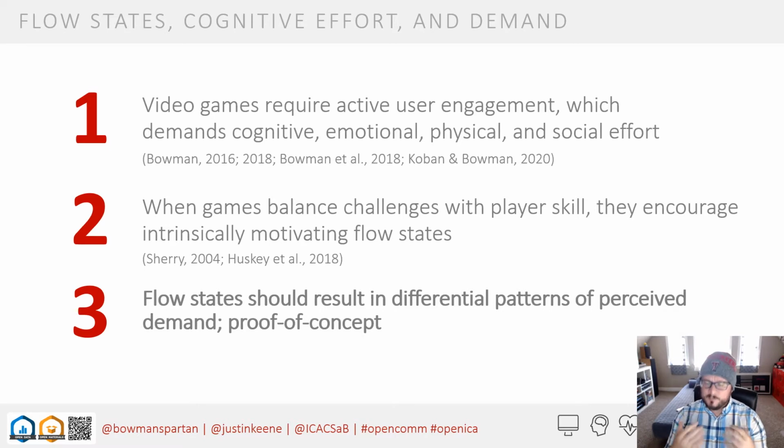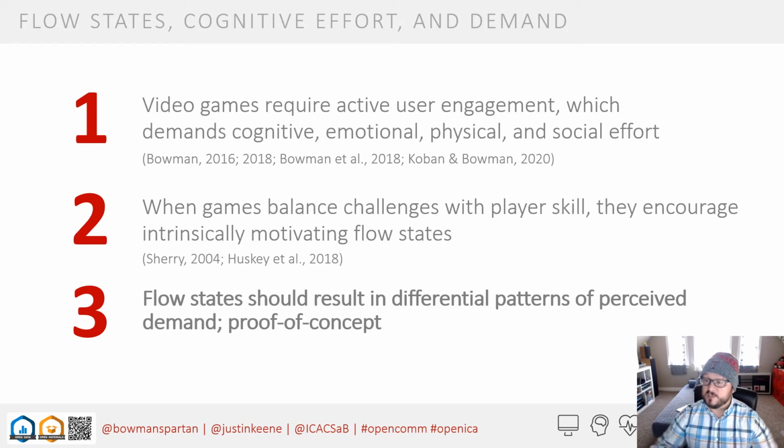And simply stated, there's a lot of research on flow states, but there's not nearly as much research on these perceptions and these demands. And we wanted to do a very simple proof of concept that flow states should result in different patterns of perceived demand. We would expect cognitive demands to be kind of moderate in a state of flow, frustration being too much cognitive demand and boredom being too little.